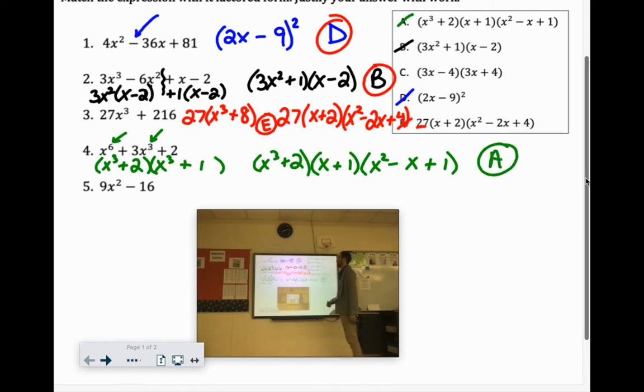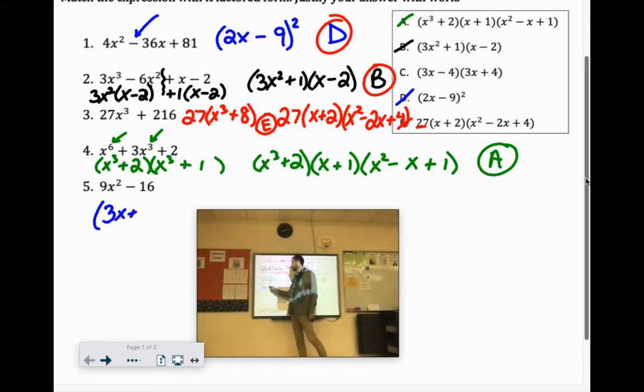That's option A. Which leaves us with option C for number 5, which makes sense because that is the difference of squares. So you square root each one, put 1 with a plus, and 1 with a minus.